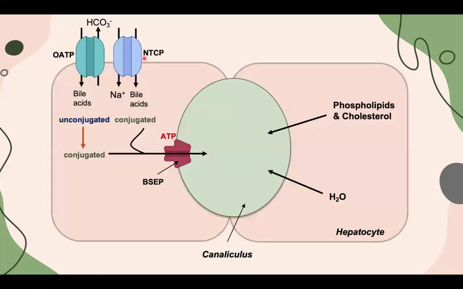Okay, now let's come back to the slide that we discussed in the beginning. I said how some percentage is made in the hepatocytes and some comes back to the hepatocytes through what we just said, the enterohepatic circulation, right? When it comes back, it enters hepatocytes again through these two transporters, OATP and NTCP. And like I said, the conjugated ones get resecreted into the canaliculus through bile salt export protein.